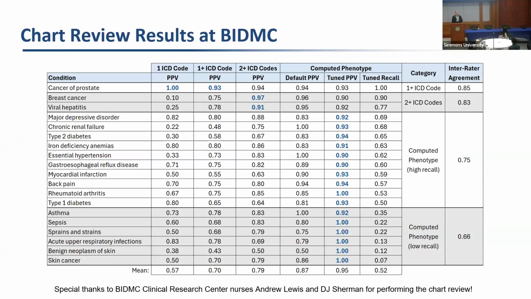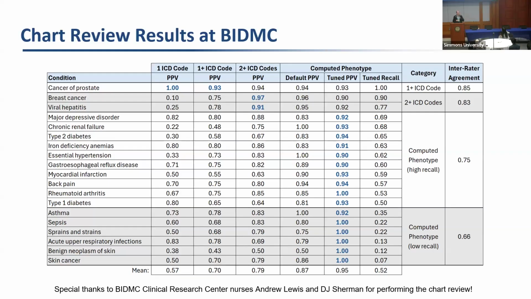This is what the chart review looked like at Beth Israel. We've run this for about 20 different diagnoses so far. The first column is looking at the positive predictive value of a single diagnosis code. And this is similar to what we've seen at MGB and at Vanderbilt and others, and that having one diagnosis code for a condition doesn't work very well. You have a lot of patients that had that one code for billing purposes and didn't get that condition. So overall, the mean positive predictive value was about 50 or so percent.